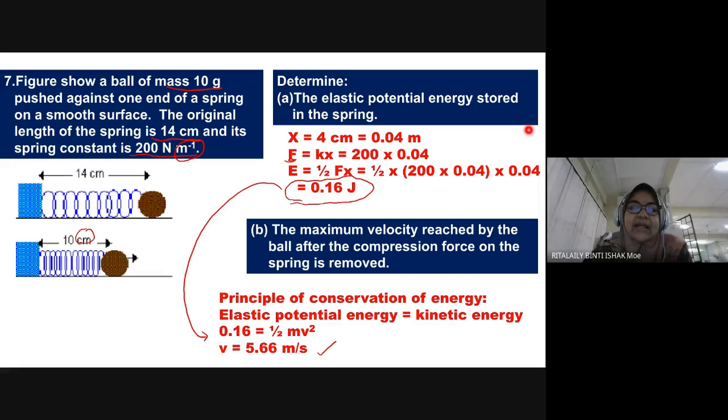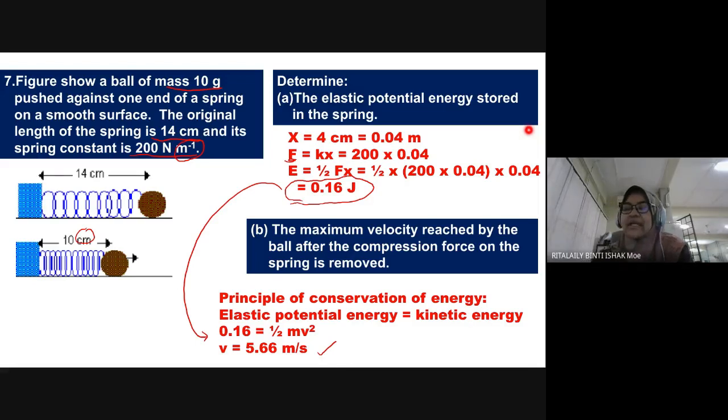Okay, but in order for us to use the principle of conservation of energy in our calculation, elastic potential energy equal to kinetic energy, we have to make assumption. What assumption do we need to do? Apa yang kita assume?